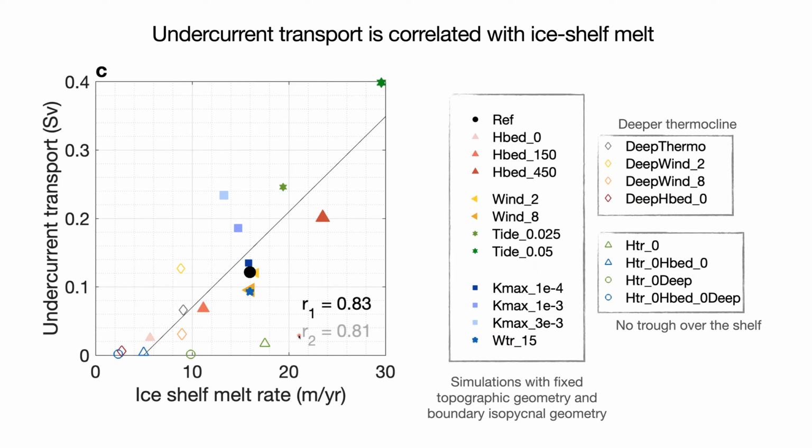Since winds and tides exert forces that oppose the undercurrent, this correlation between the undercurrent and ice shelf melt raises the hypothesis that the undercurrent is driven by sub-ice shelf buoyancy fluxes.